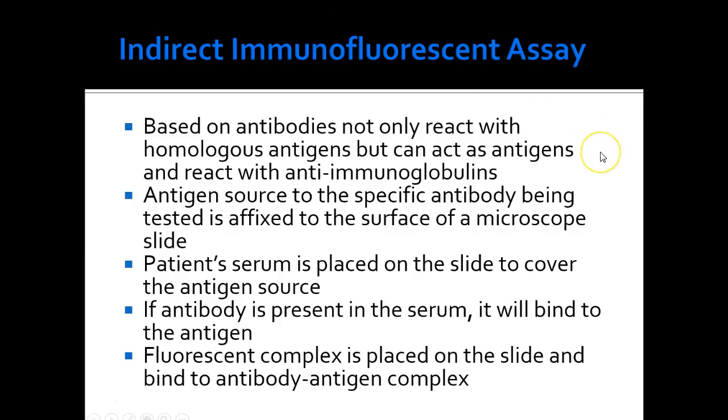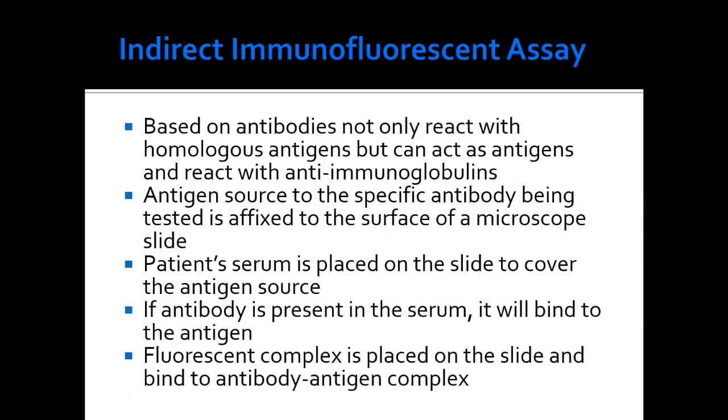Next is the indirect fluorescent assay. This one's pretty common. And I love these steps because it's very specific. So this is based on antibodies not only reacting with the homologous antigens, but they can also act as antigens and react with anti-immunoglobulins. And I have a picture of this coming up next too. The antigen source to the specific antibody being tested is affixed to the surface of a microscope slide. Okay, so picture the nasal swab from the patient. Or you could just purchase them with them already being attached to a slide.